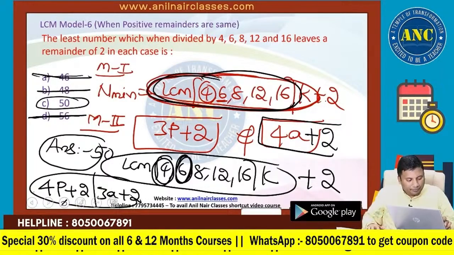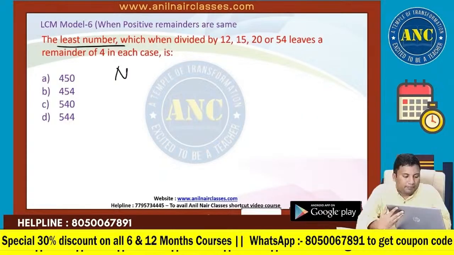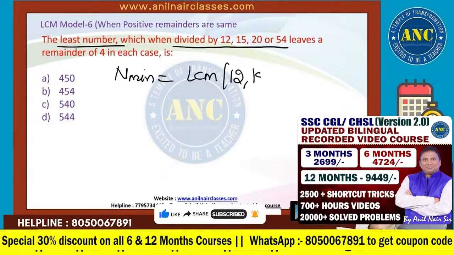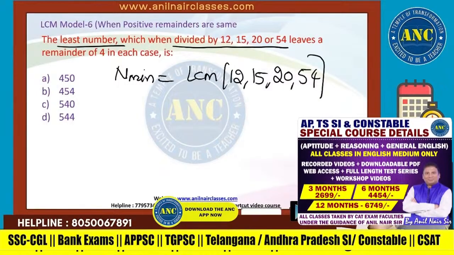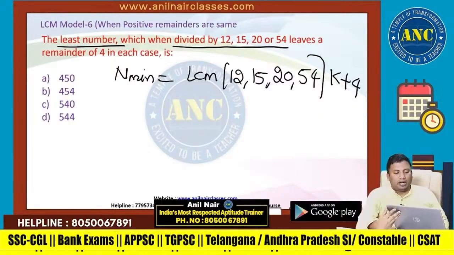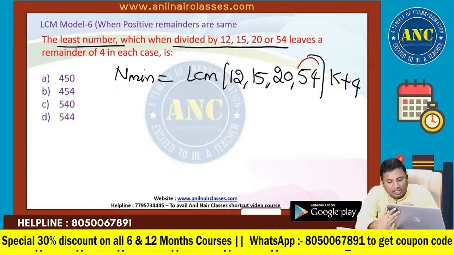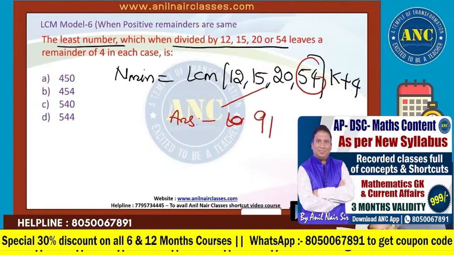Method 1, method 2. The least number, minimum number, which when divided by 12, 15, 20, 54, gives a remainder 4. In the morning class we discussed: if one number's digital sum is 9 and we are finding the LCM, the answer LCM will also have digital sum 9.